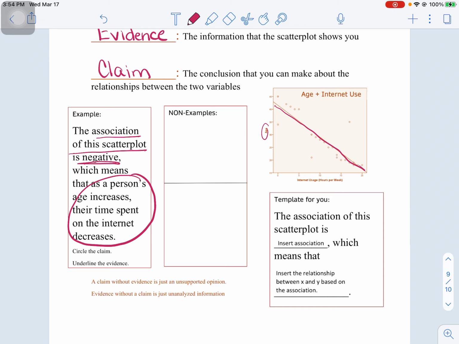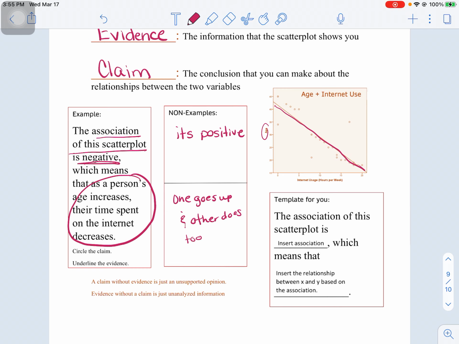So some non-examples of making a claim or showing awesome conclusions would be, oh, it's positive because it's going up. Well, obviously, it's not positive, it's not going up. It's definitely not an example. Maybe we say one goes up as the other one goes down. Or one goes up and the other does too. Those are not good conclusions.